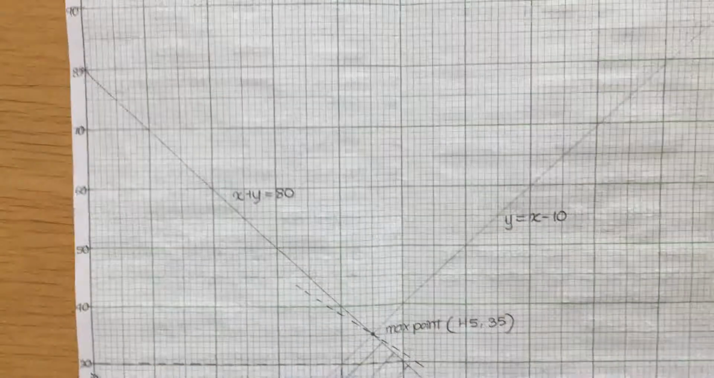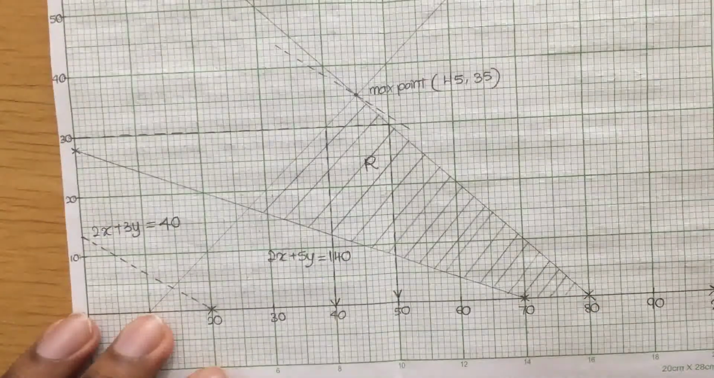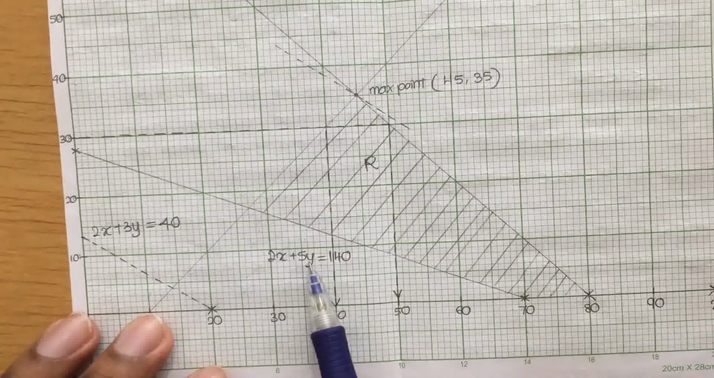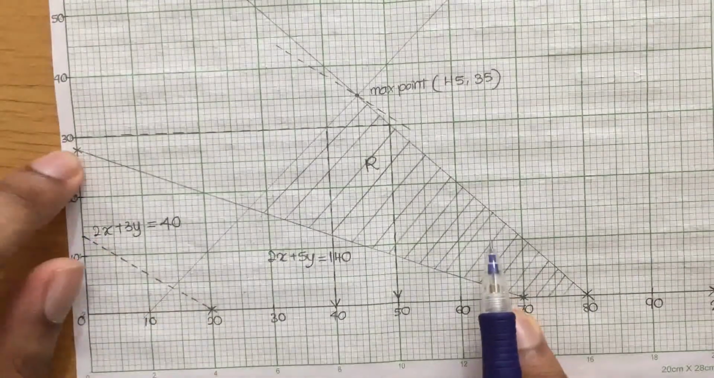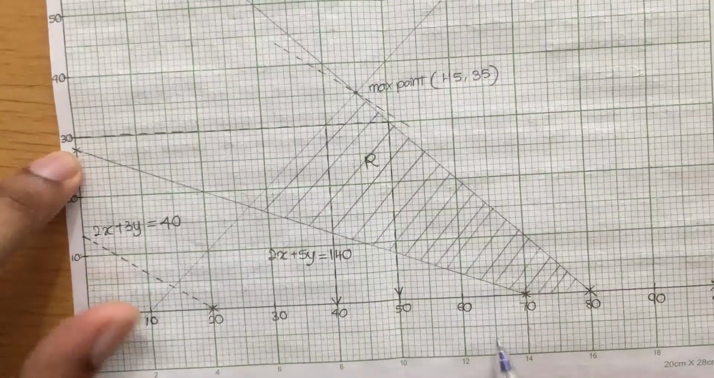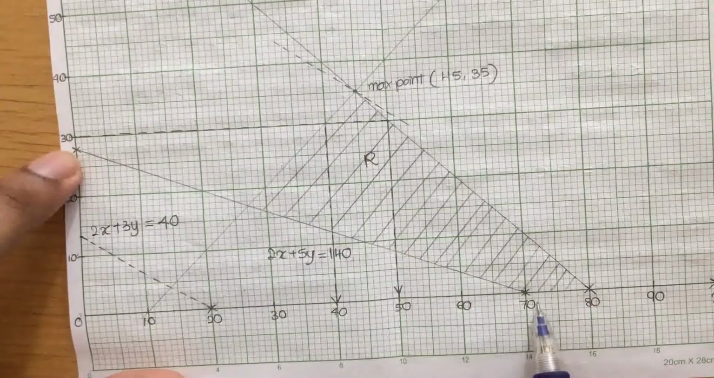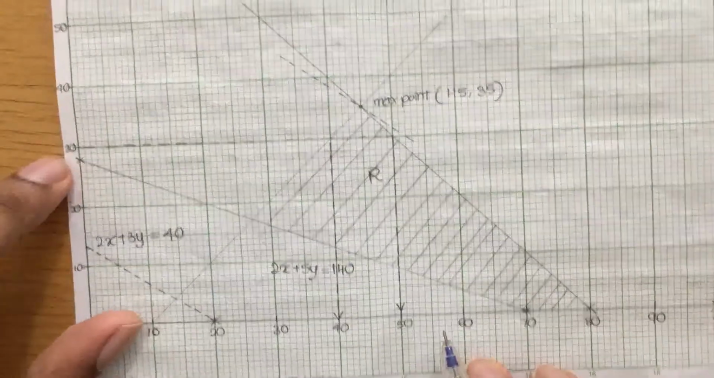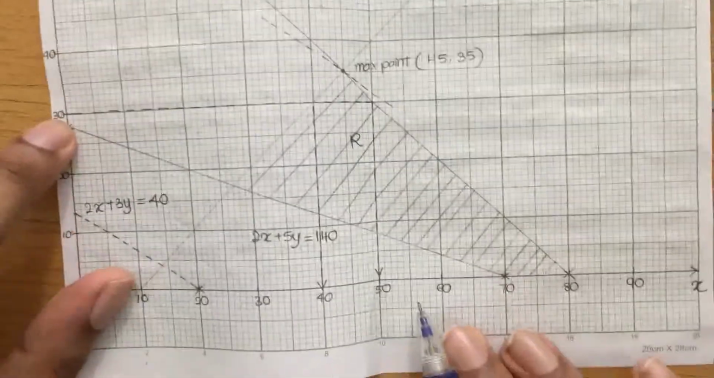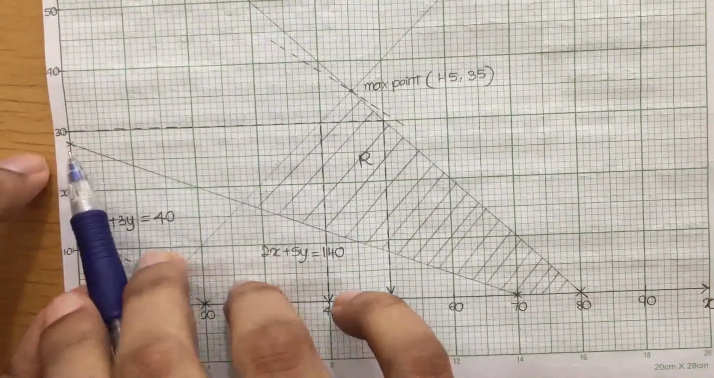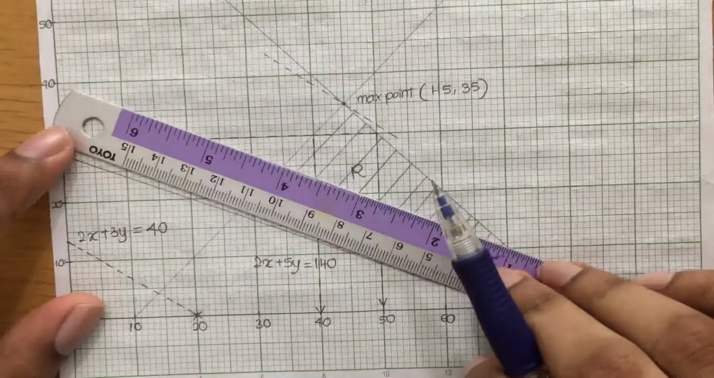For the second constraint, 2x plus 5y equals to 140, the same concept, guys. You form the graph using the intercepts. When y equals to 0, x equals to 70. When x equals to 0, y is equal to 28. So you plot these two points, and from here you draw the graph, using the ruler over here, guys.